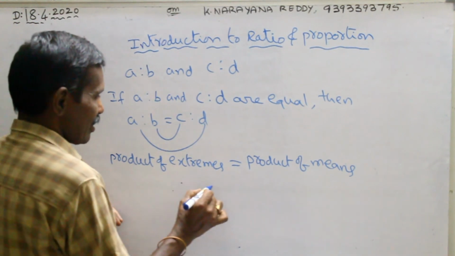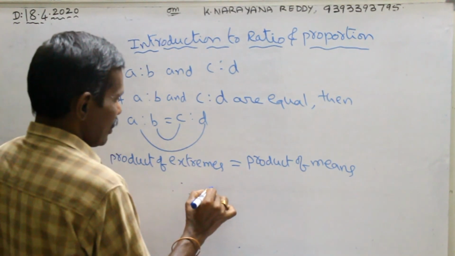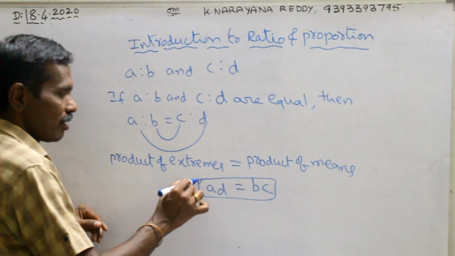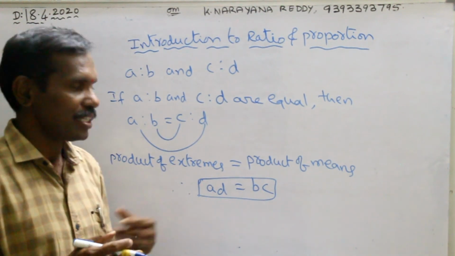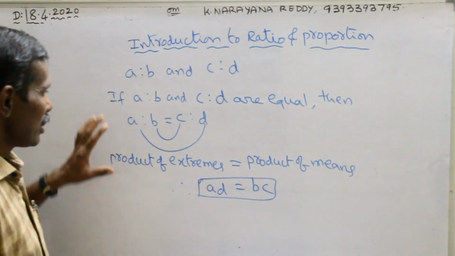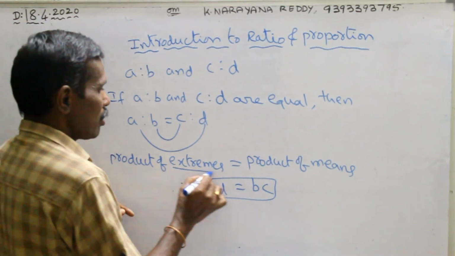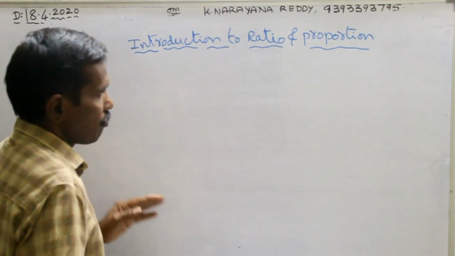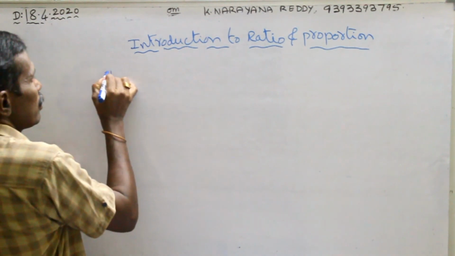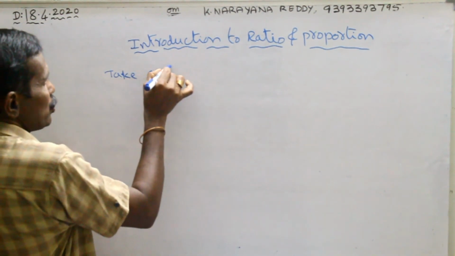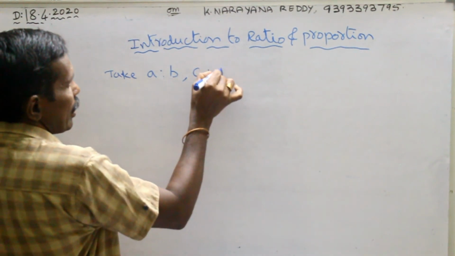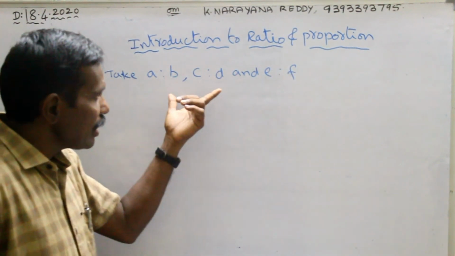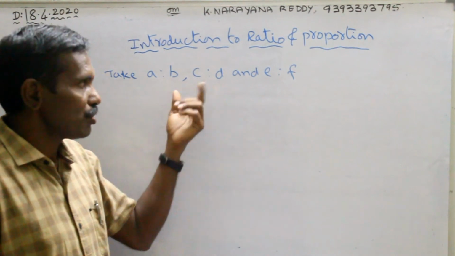Therefore, AD equals to BC. This is very important whenever we are doing the problems. Please remember this. Okay? This is about extremes and means. You can remember only with extremes and means. That's all. Okay? Next one, you can take A is to B, C is to D, and E is to F. These are three ratios.